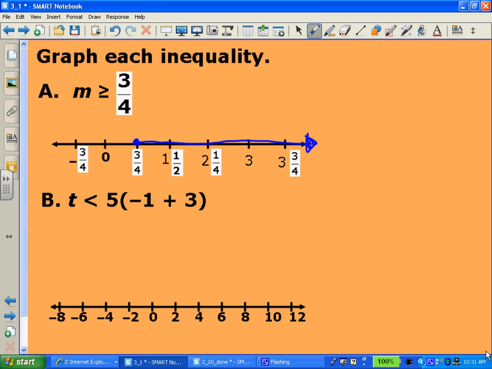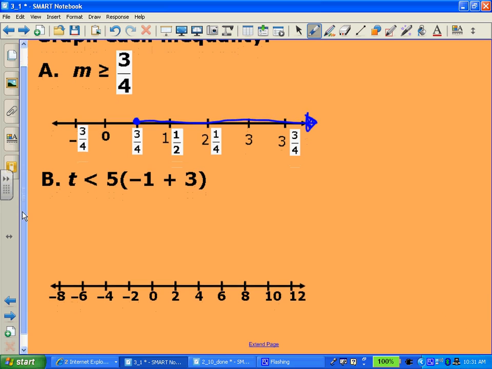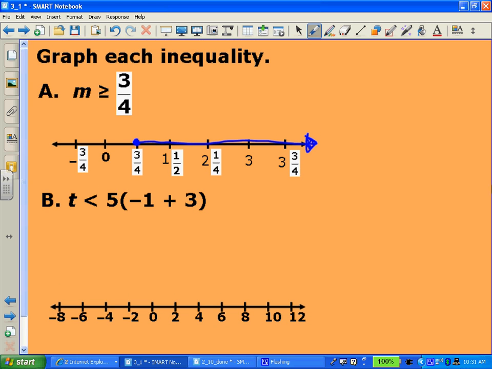Now they will make you work a little bit harder than that sometimes. Well, they'll have you simplify before you graph. So here I just need to follow order of operations. So parentheses first. -1 plus 3 is 2. So this actually says t is less than 10. Now again, open or closed circle. Well, it's just a less than, so that means it's got to be open. Less than points to the left. So that means my arrow is going to go to the left. Alright.